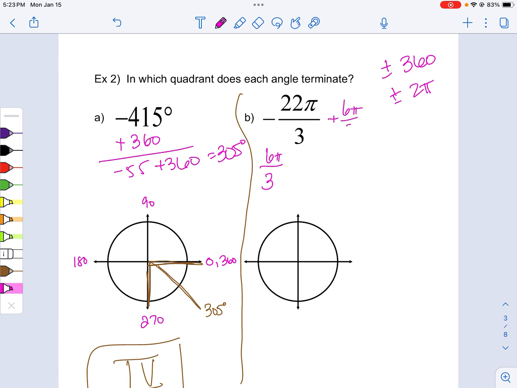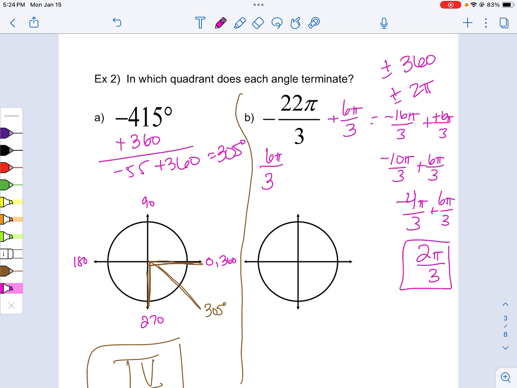We're going to actually have to do this a few times, because if I take negative 22 and I add 6, that gives me negative 16 pi over 3. If I add another 6 pi over 3, that gives me negative 10 pi over 3. If I add another 6 pi over 3, that gives me negative 4 pi over 3. And if I add 6 pi over 3 again, that actually gives me 2 pi over 3. So if I keep adding 6 plus 6 plus 6 plus 6, it ends up being 24 total. And then take away that 22 pi over 3, that gives me 2.